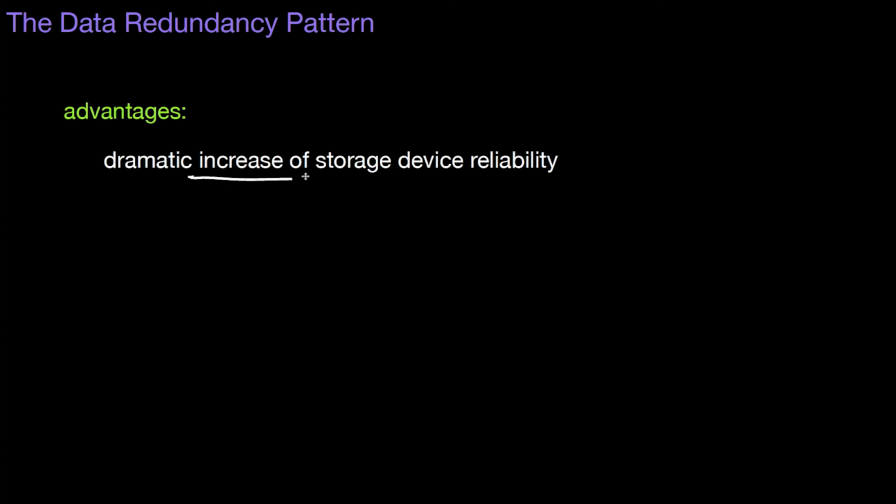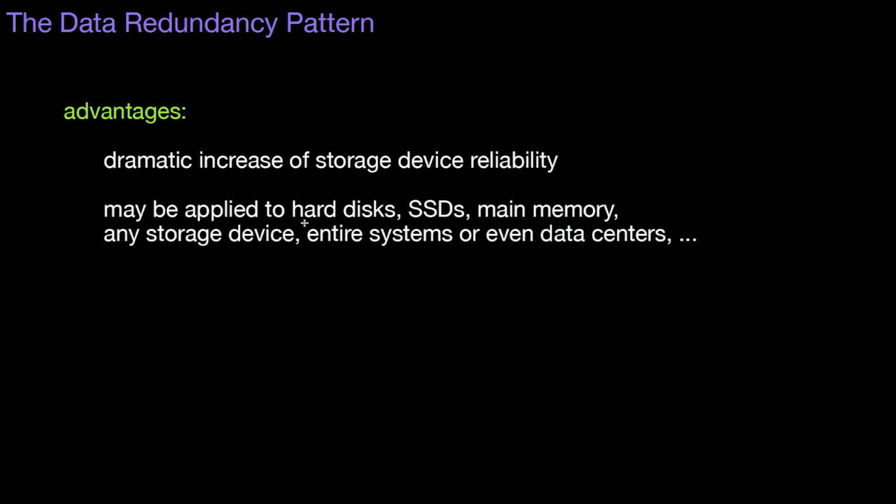So the advantages of the data redundancy pattern are, there's a dramatic increase of storage device reliability. And the amount of increase, of course, depends on the type of redundancy, on the type of parity information you're using. This may be applied to hard disks. We've already seen that in the context of RAID. Also SSDs here. The SSDs are using RAID-like redundancy internally, but you could also combine different SSDs into a RAID-like system as you're doing that with hard disks. For main memory, Hamming codes are used, but you can use that for any storage device, entire systems, or even entire data centers.